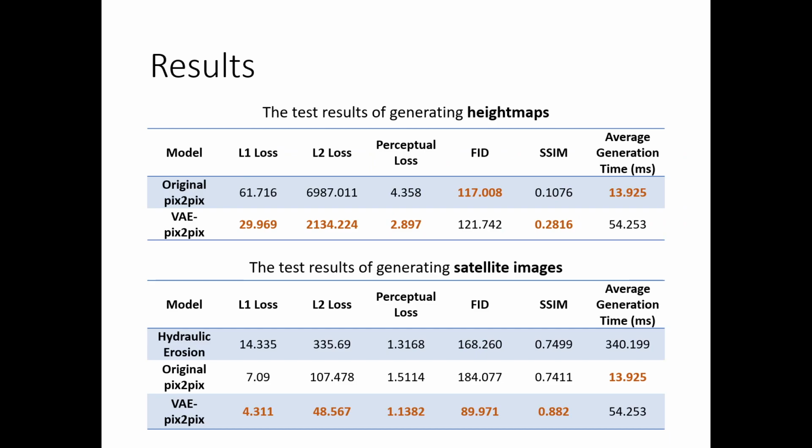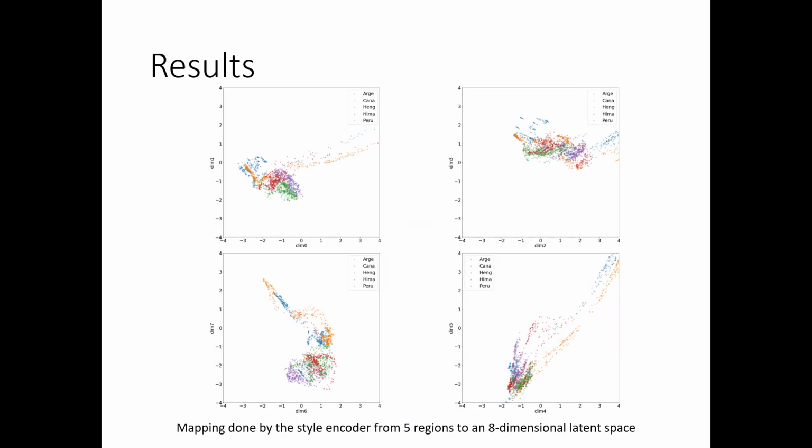So these are the metrics we ran to compare the performance of the original pix2pix and VAE-pix2pix. As you can see, in most of the metrics, our method is better than the other traditional methods. And this is the mapping done by the style encoder from 5 regions to an 8-dimensional latent space.